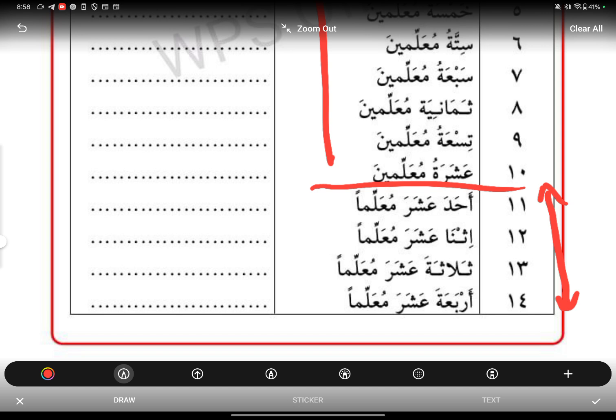Brother Derek. Assalamu alaikum. Wa alaikum assalam. Alright, so from here, same thing, from 11 to 14. Okay, inshallah.